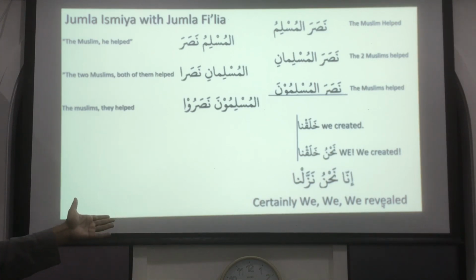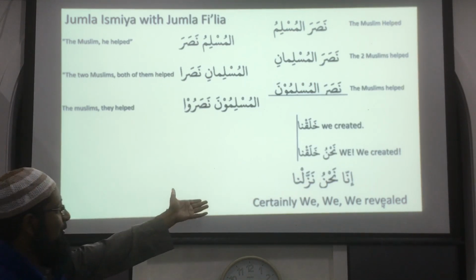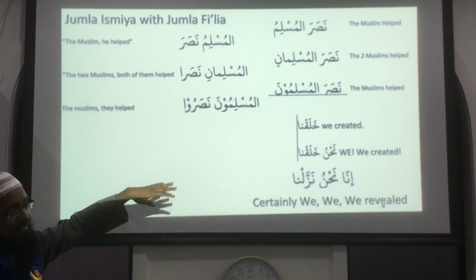And that's exactly what the English translation is, because you can't skip this. If you put one we, what happened to nahnu? What happened to nazzalna? Because the we is inside everything. And nahnu is a whole we, and inna is certainly we. Okay? So that is something Allah uses in the Quran to emphasize this.